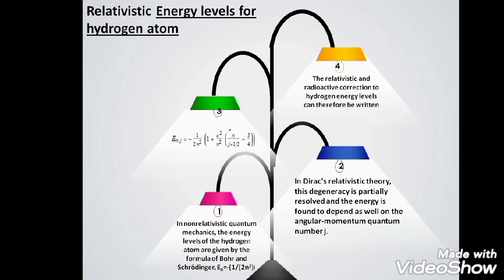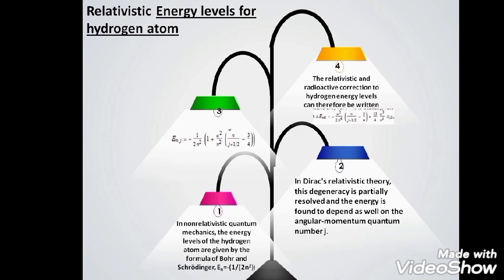So the relativistic as well as the radiative correction to the hydrogen energy level can be written as shown in this figure. And over here in this demonstration, it is basically the conceptual verification of the fine structure constant, varying from 0 to its actual value.